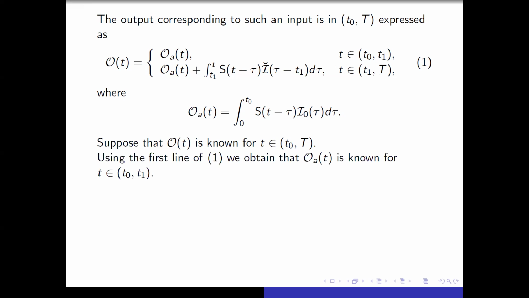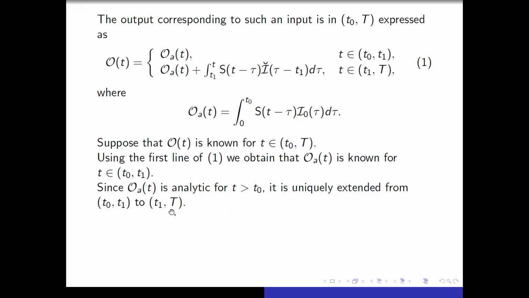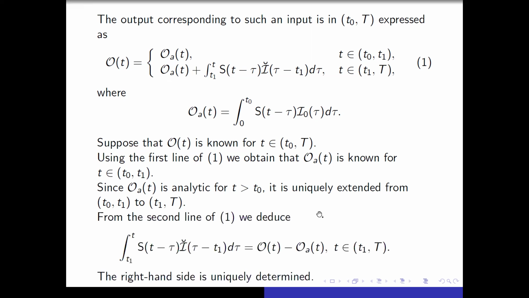Now let's look at the upper line in this formula 1. Since O is known, we know also OA, because this is measured. But OA is analytic. This means that this can be uniquely extended from t0, t1 to t1 to capital T. This means that on the second line, this OV is also uniquely determined by analytic continuation. From the second line, we express this integral here, and the right-hand side is now uniquely determined. This O is measured, and this is the analytic extension. This means that this integral we know from t1 to capital T.